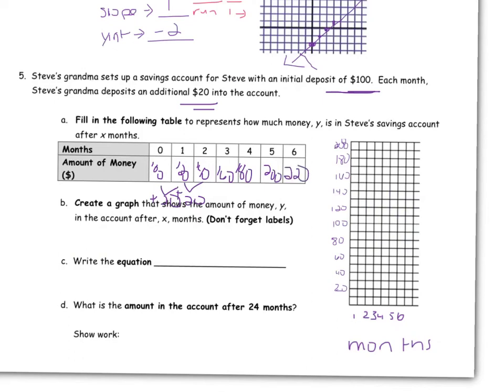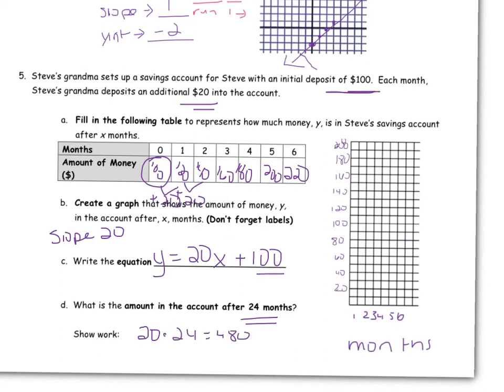And 220. And so many of you had the equation correct as well, because we know that our slope, we're going up 20 each month. So our slope was 20 for each month, but we started at 100, so plus 100. And I'll talk about the graph in a second, but here, after 24 months, again, so many of you did that 20 times 24 to get to the 480, but you forgot that initial 100. So the answer is 580.